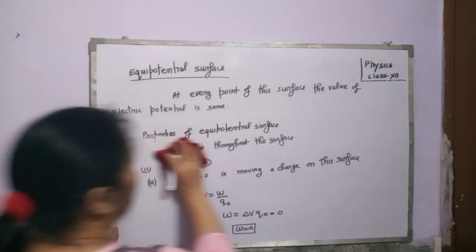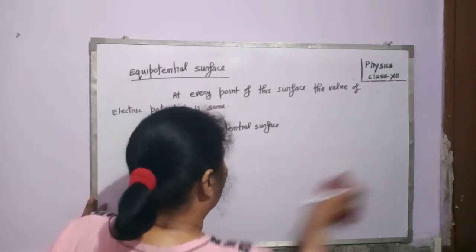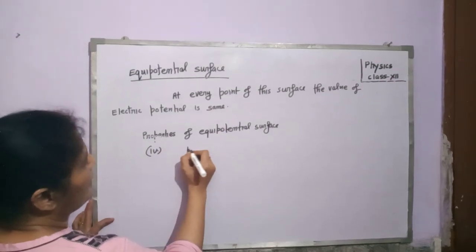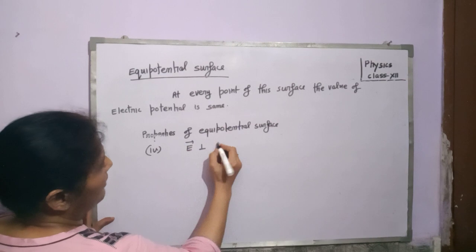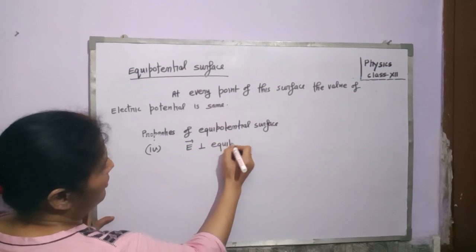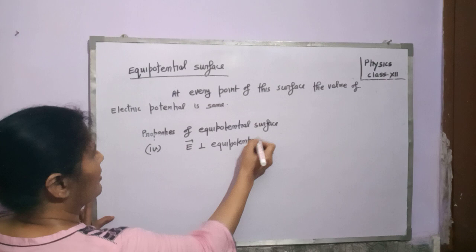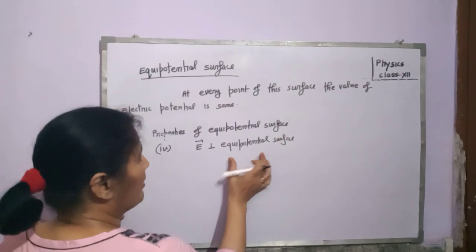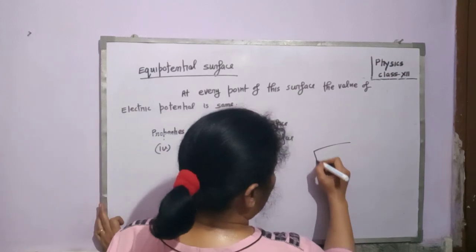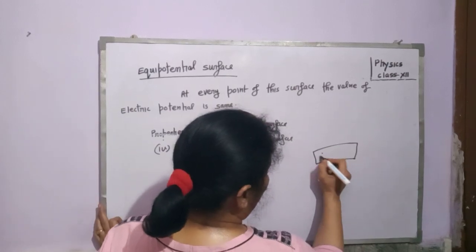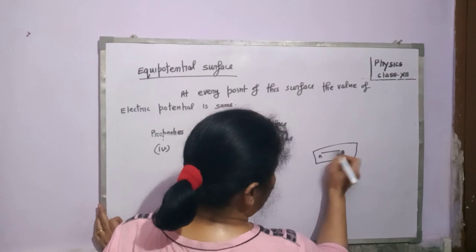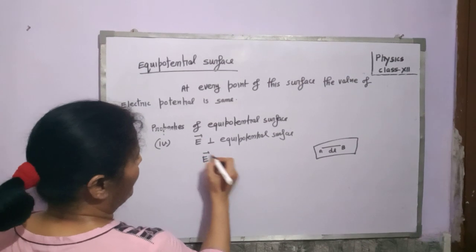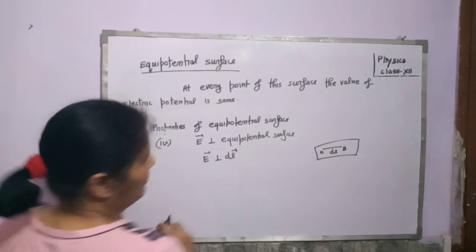The fourth property is also a very important property. Electric field is always perpendicular. The fourth property is that E is perpendicular to the equipotential surface. Consider a line segment lying on the equipotential surface. Suppose this is a portion of the equipotential surface. This is your point A, this is your point B, and this distance is equal to dl. Then you can say E is perpendicular to dl. You have to prove this.